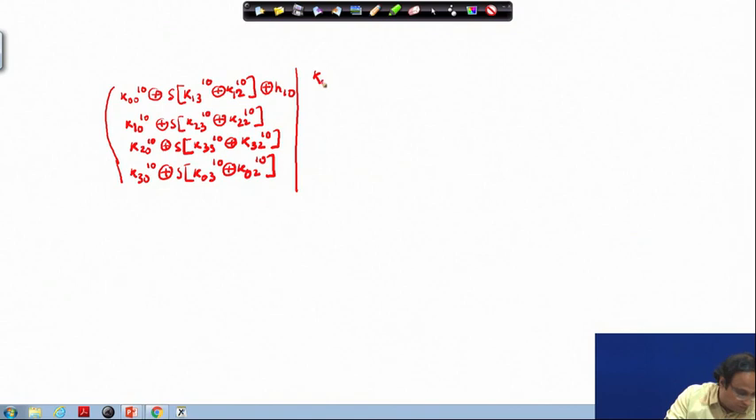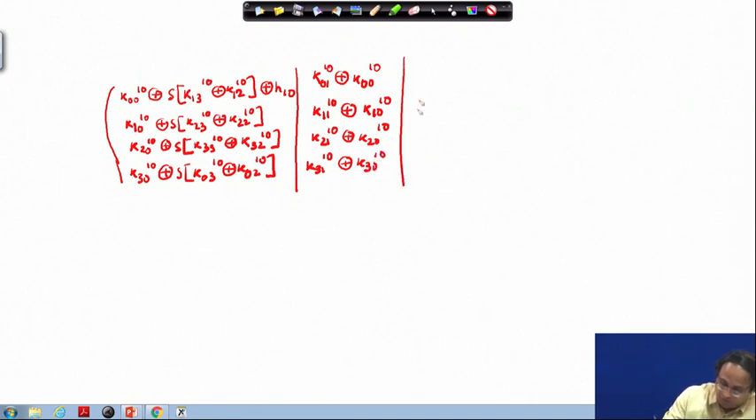But for the others it is very straightforward, because you just XOR the successive columns: K0110 XORed with K0010, K1110 XORed with K1010, K2110 XORed with K2010, K3110 XORed with K3010, and then K0210 XORed with K0110, then K1210 XORed with K1110, K2210 XORed with K2110, and then K3210 XORed with K3110.